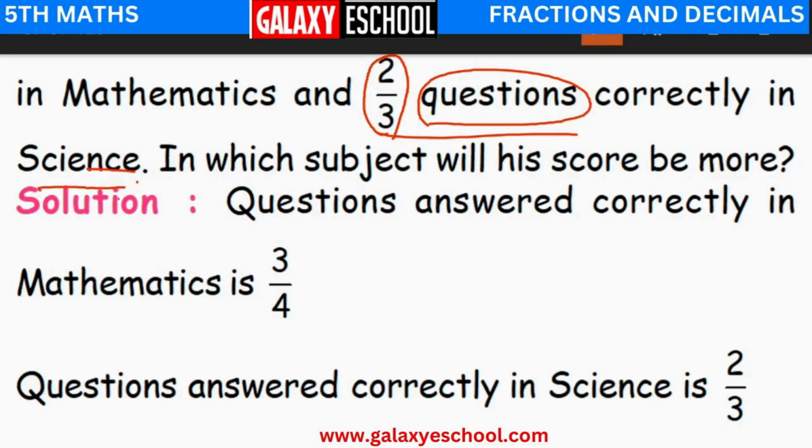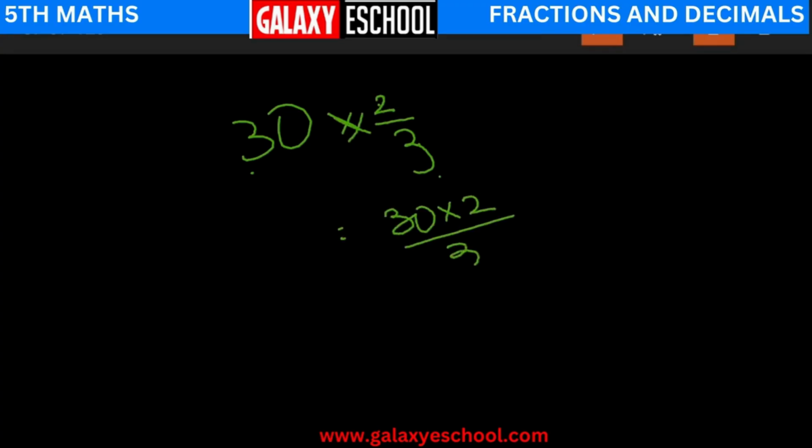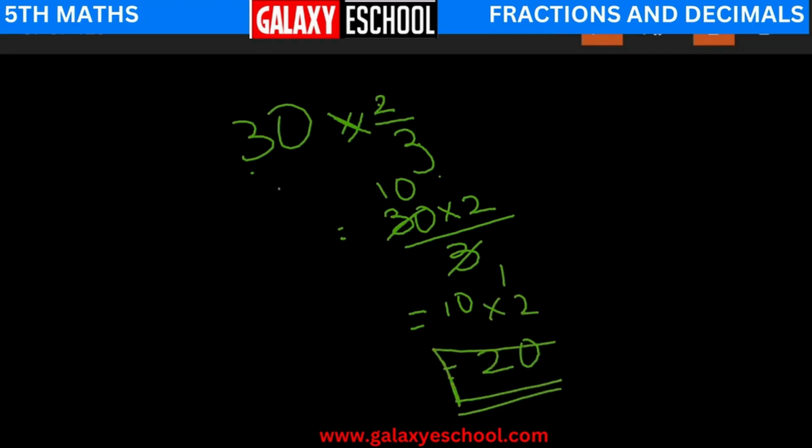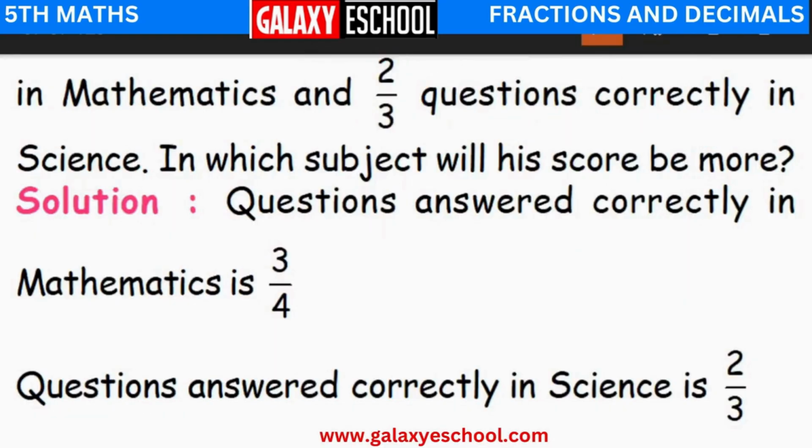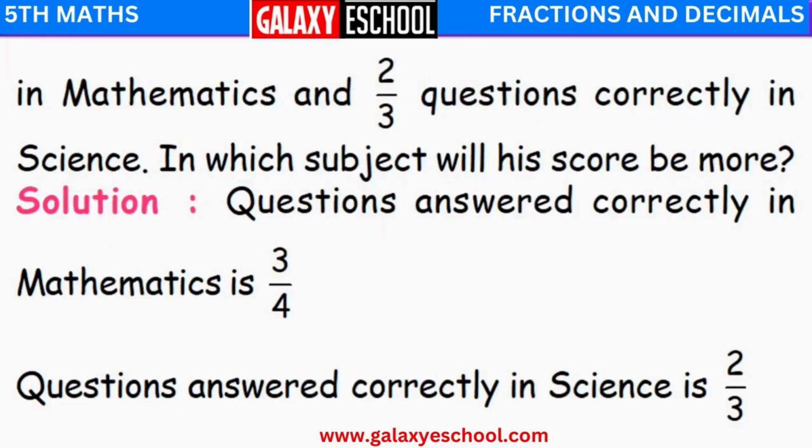Suppose Arjun had 30 questions from science. Now from this science he answered 2 by 3 correctly. So 2 by 3 of 30 is 30 into 2 by 3. That is nothing but 30 into 2 divided by 3. 3 ones are 3, 3 tens are 30. So 10 into 2, that is nothing but 20. So what does this mean? Arjun answered 20 questions correctly. Now that is the information they have given us in the question.